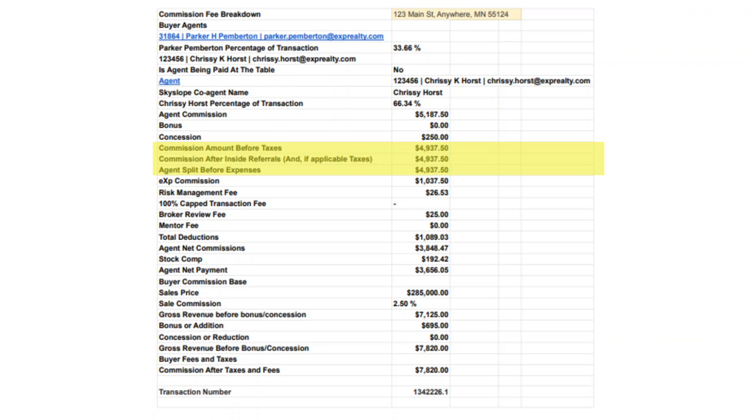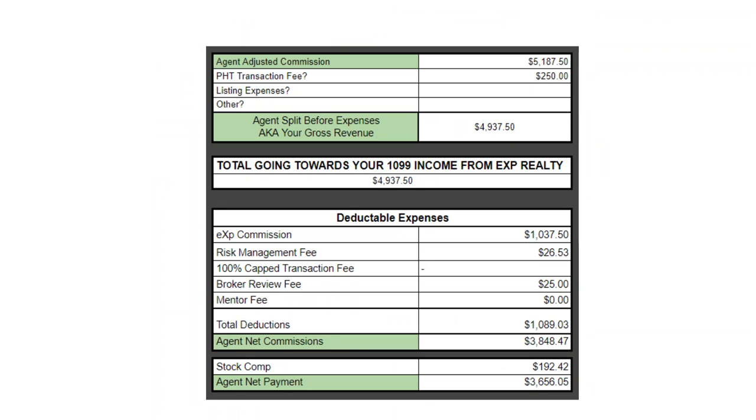So this number right here, kind of important. It is the income number of this deal that is going towards your taxable 1099 income from your brokerage. So this is the number that you should be looking at as the line. Anything that happens above it that's already been accounted for, anything below it is the deductible expense from your 1099 income. So keep an eye on all of these. That is why these NOTCs are really important. So you have all of those details broken out right here.